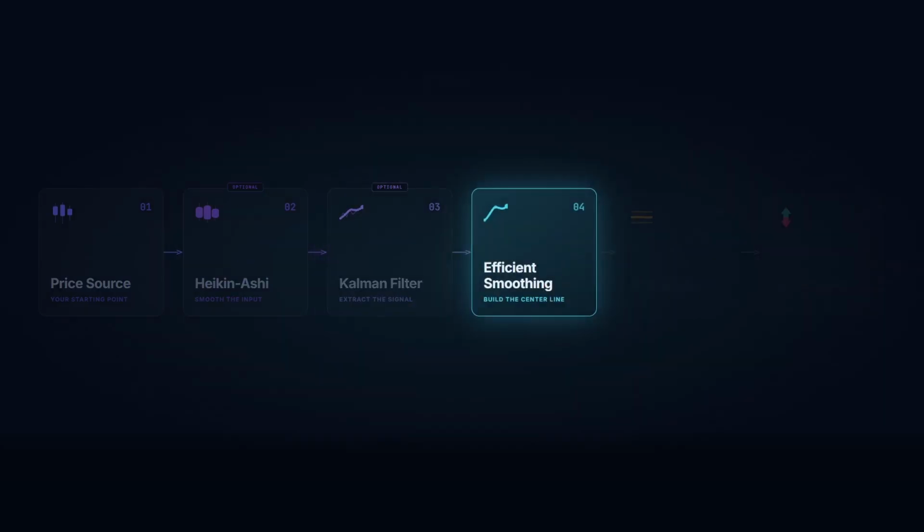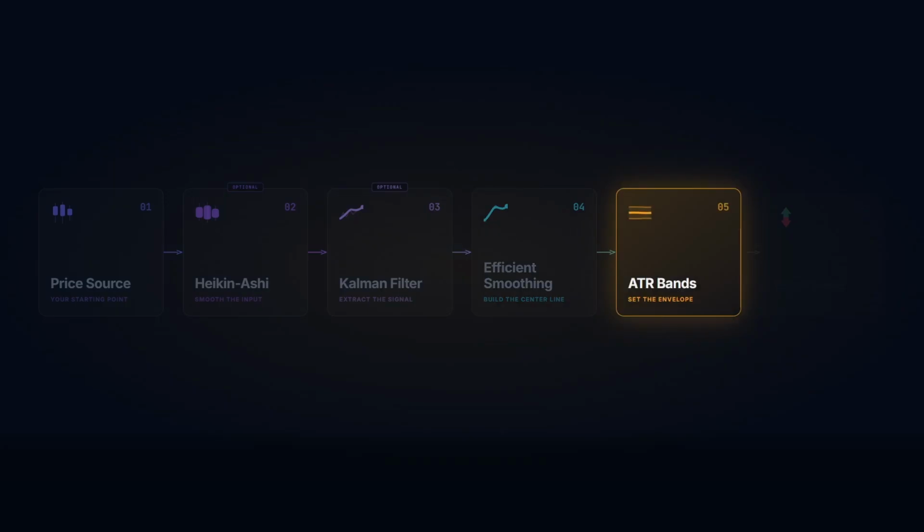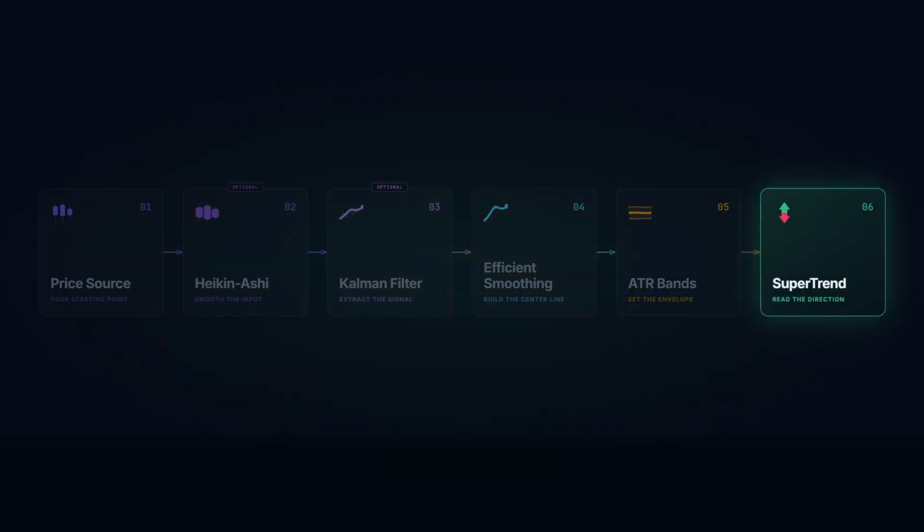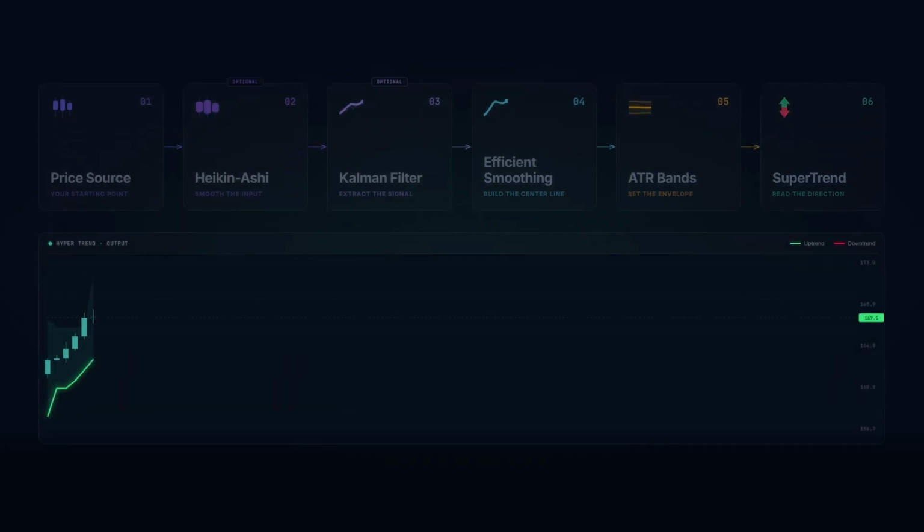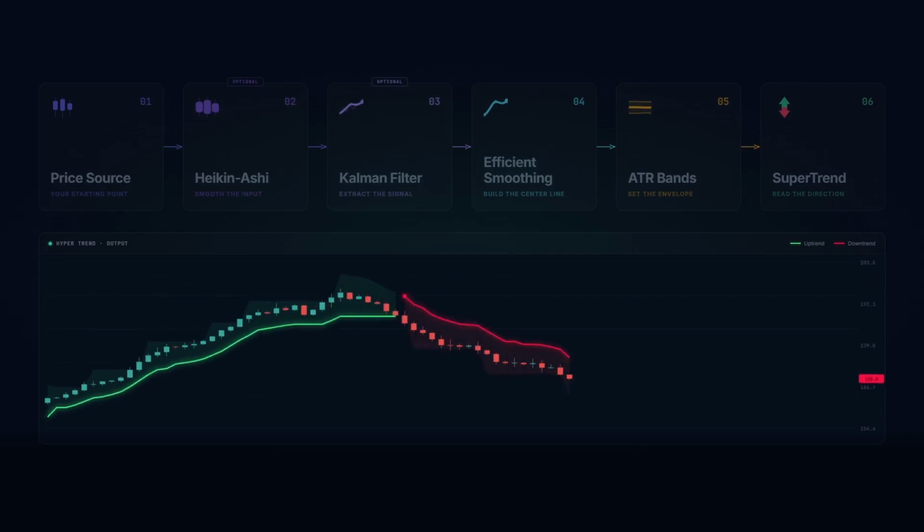How it actually works. A quick summary for how it works. You pick a price source, smooth it with Heikin-Ashi and Kalman filter, run it through the efficient smoothing to get a clean center line, wrap it in ATR bands, and then use the supertrend logic which gives the trend direction. Denoised and smooth data for a clean trend output. That's the design. You can read more about how it works on the product page description, where you will also find the references about the efficient smoothing methods.